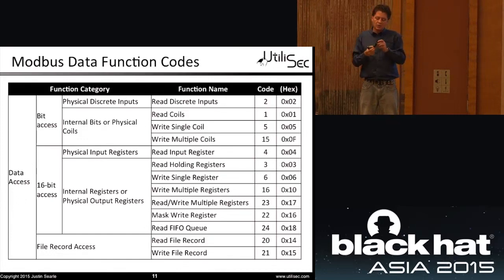Okay, and when we talk to those analogs, it's 16-bit access, or 2 bytes, and we can read the input. So if we have an analog input, we can read that current value on that input, or we can read the holding registers, which is my output. So what's the current state of the holding register? We can also write to that holding register, so basically change what my analog output is.